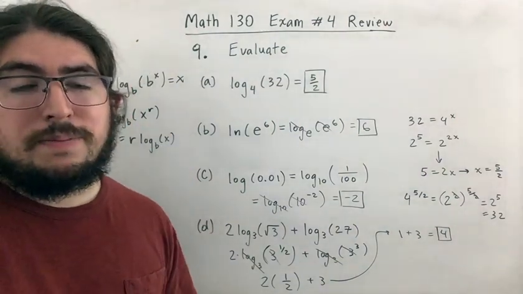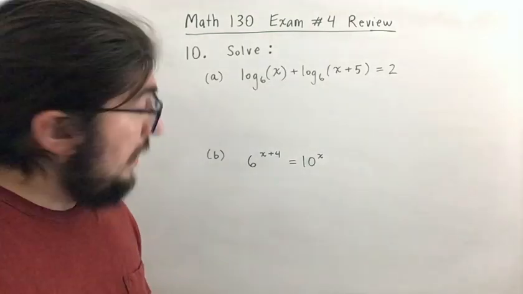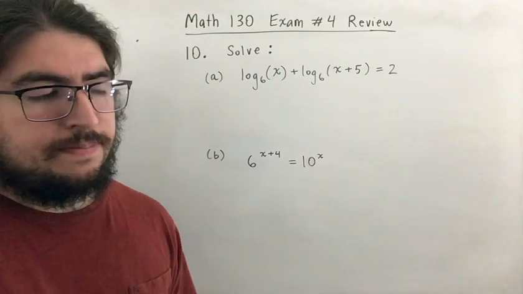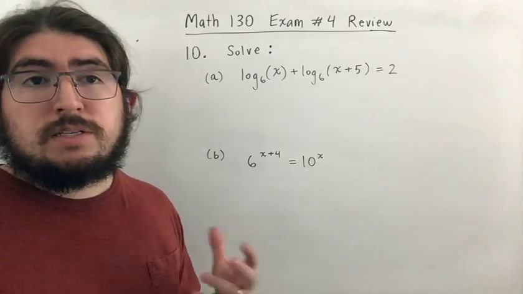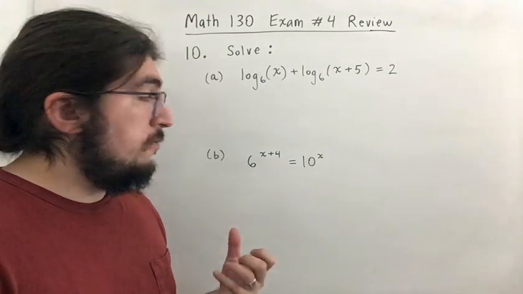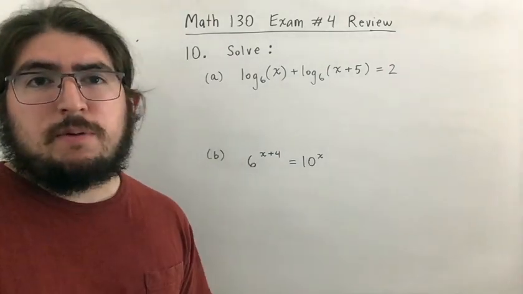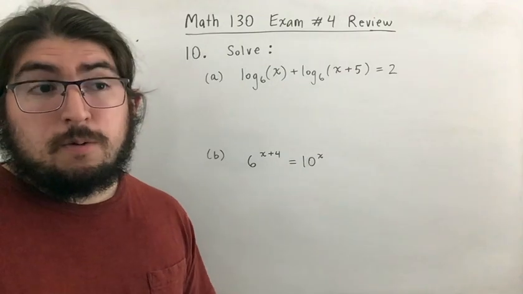Now moving on to problem 10 finally. All right, so for 10 finally, we're asked to solve these equations. We have a logarithmic equation and an exponential equation. Now I'll tell you right away that what we want to do is simplify each of these so that they're in logarithmic form or exponential form. Then we'll convert to the opposite form and solve for x. That's really what we're going to do.